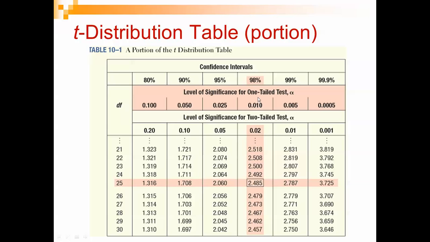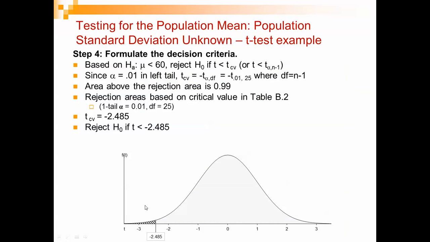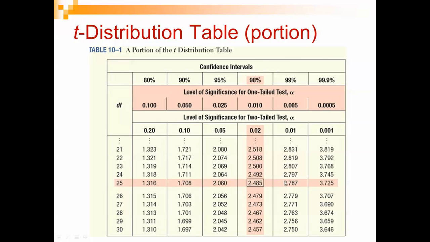So we take the one-tailed test, and the 0.01 is our alpha significance level. We go to our degrees of freedom, which is 25, our n minus 1 row, and we go where they intersect and we get 2.45. And again, because we're using a less than here, our rejection area is going to be a negative. It'll be a negative critical value, that's our cut line in there.